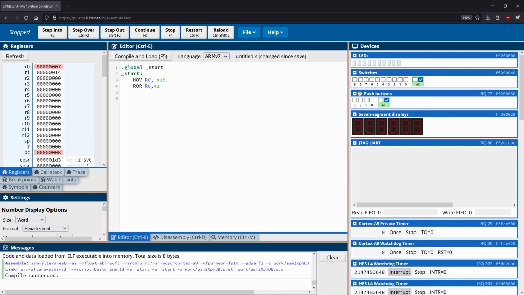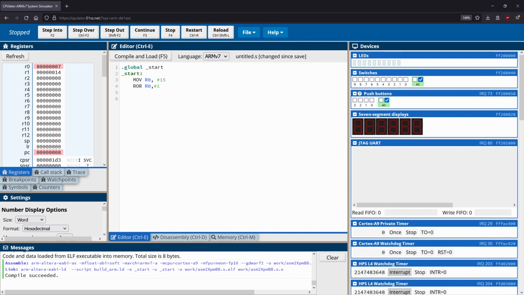I want to note as well that you could do the same thing with rotations that we did with moving. We can put it into the move instruction and rotate as part of the move, the same idea as what we did with the shifts before. So this demonstrates how rotations and shifts work in ARM.